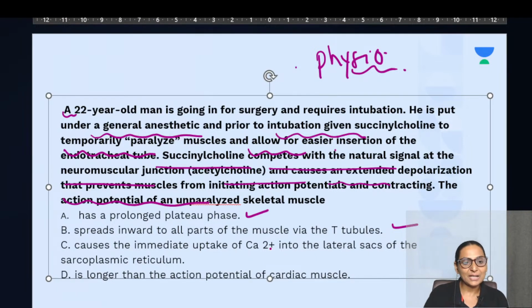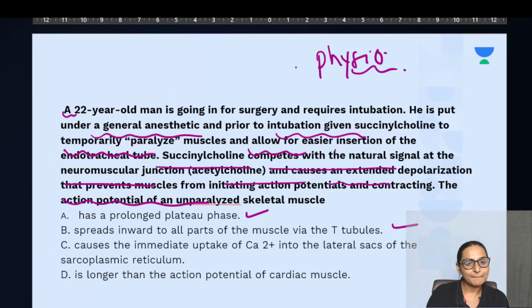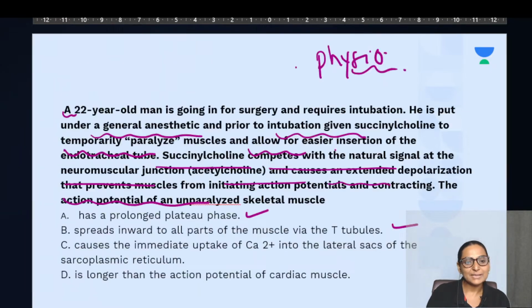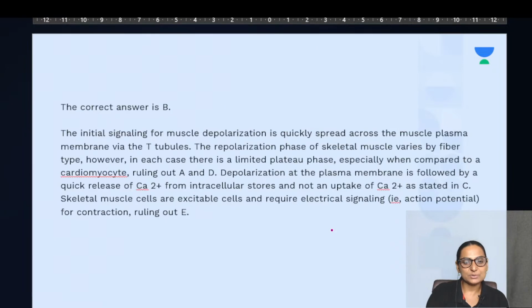No fun mode. The correct answer is B. Right? How B now? Why did we take B? B is the correct answer. See, that is, it spreads inwards to all the parts of the muscle via the T-tubules.